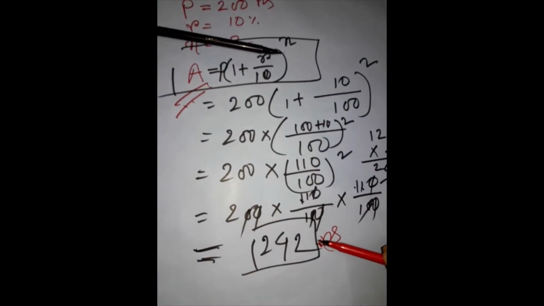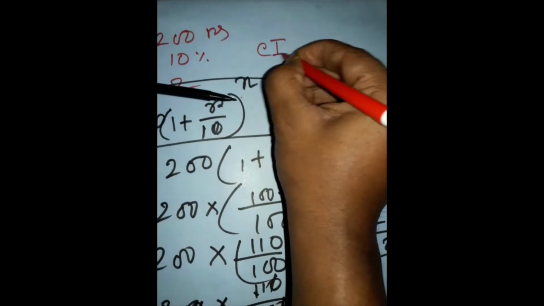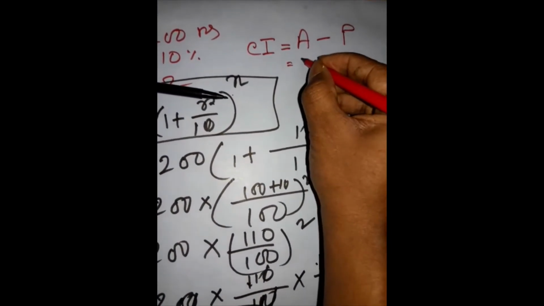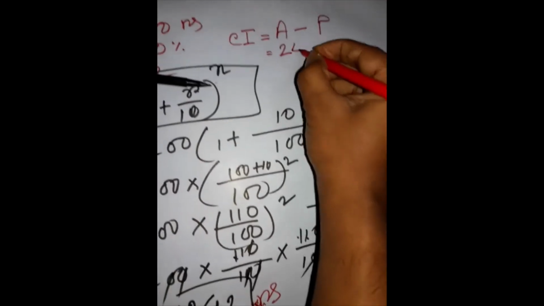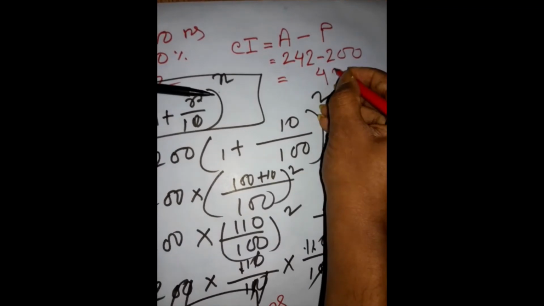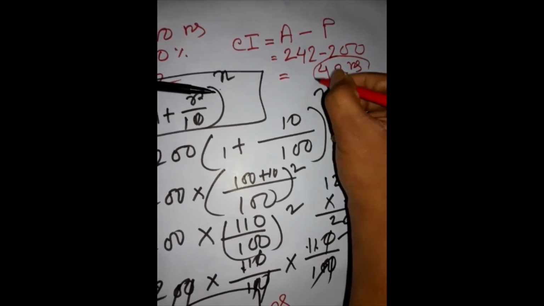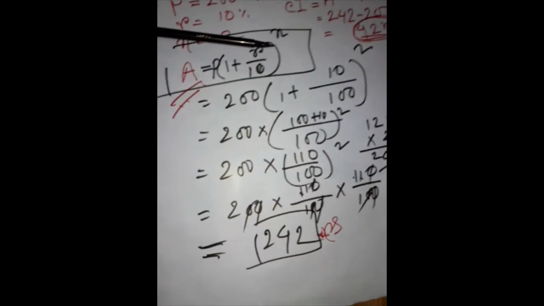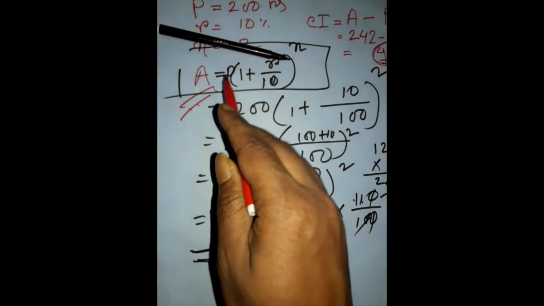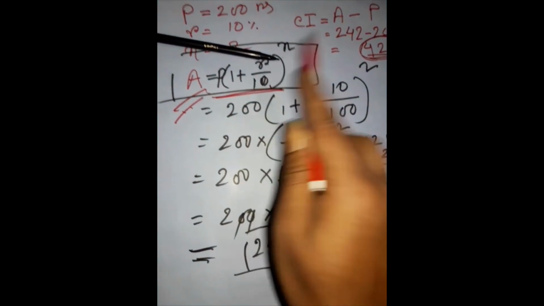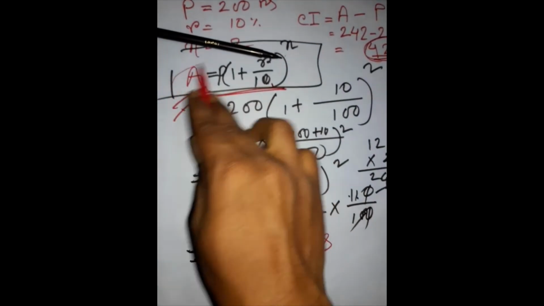So if you want to determine the interest amount, what do you do? The interest is equal to the amount minus the principal amount. So you have that amount, 242 minus 200 is equal to 42 rupees. So 42 is the interest. You can't find the interest by that formula. This is not the formula of compound interest, but it is the formula of amount.